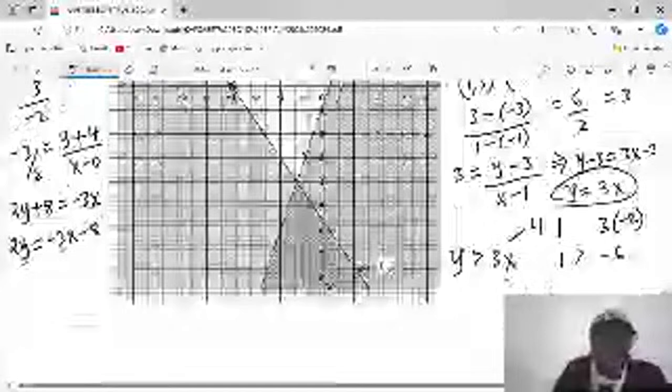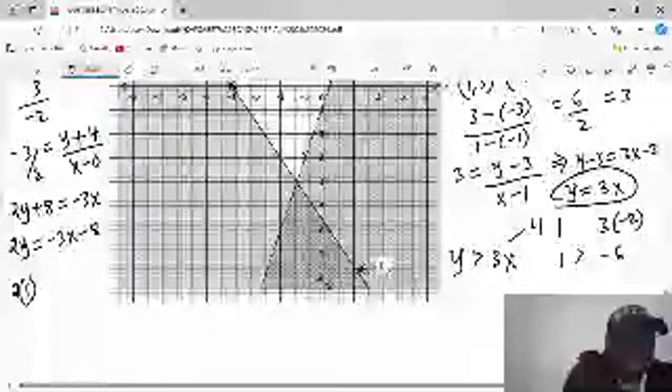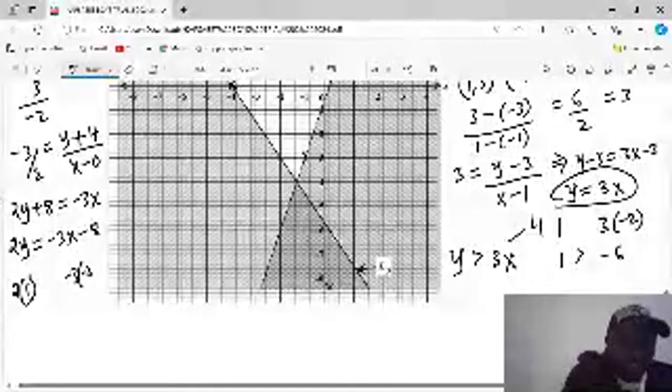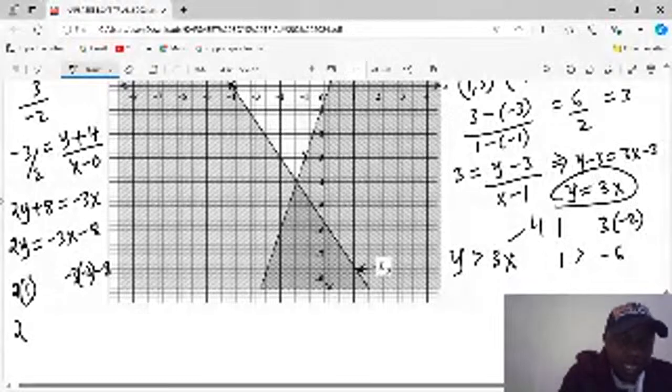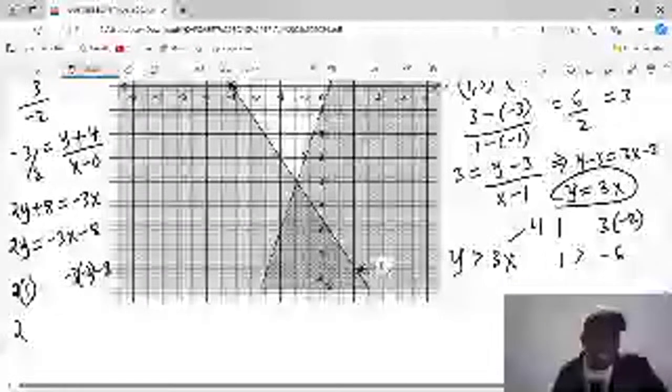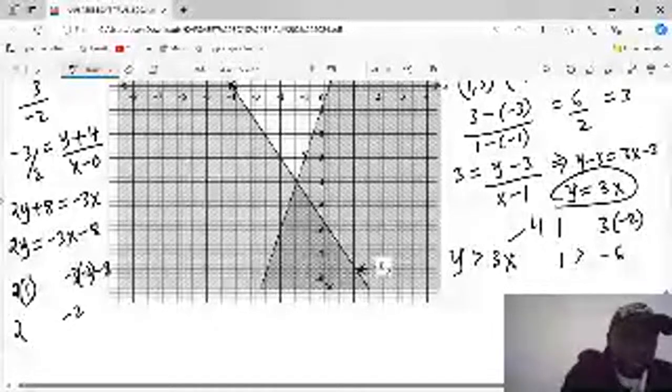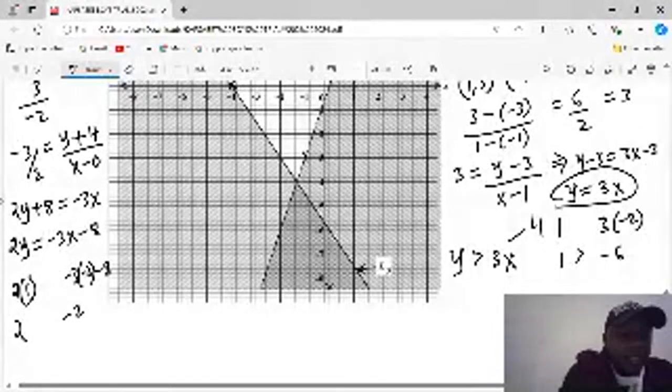So negative 2, 1 means where there is y, we have 1, but where there is x, negative 2. So negative 3 times negative 2 minus 8. This is going to be 2, but this one will be negative 6 minus 8. Negative 3 by negative 2 becomes 6. 6 minus 8 becomes negative 2. So the relationship here is greater than again.